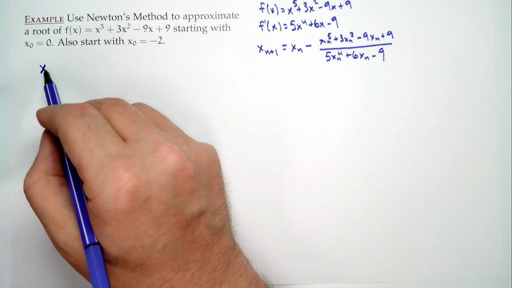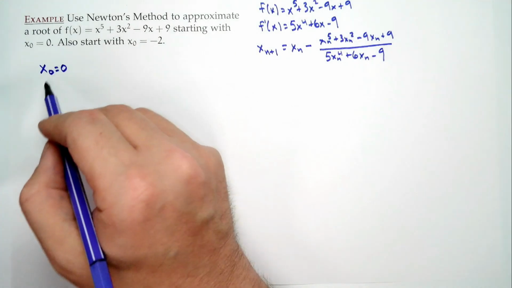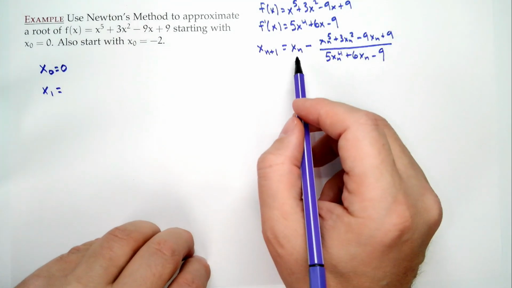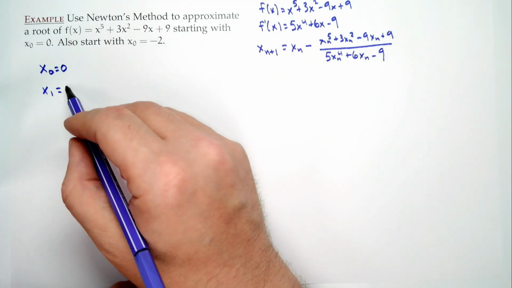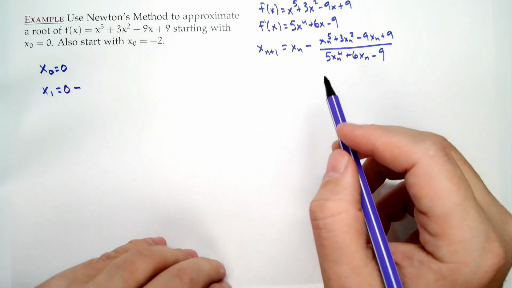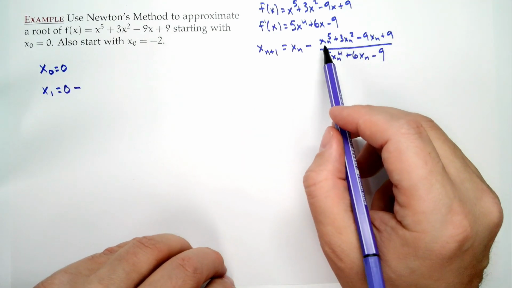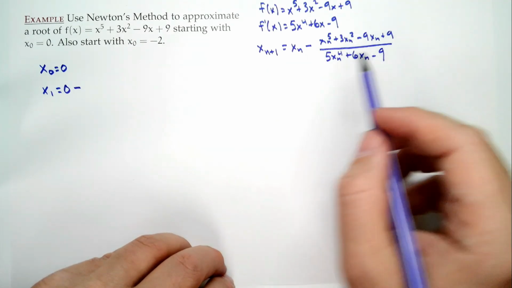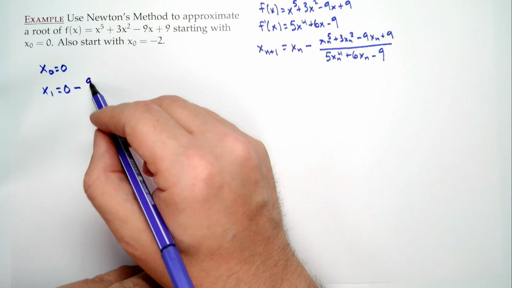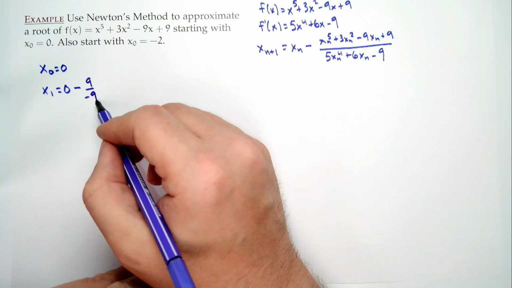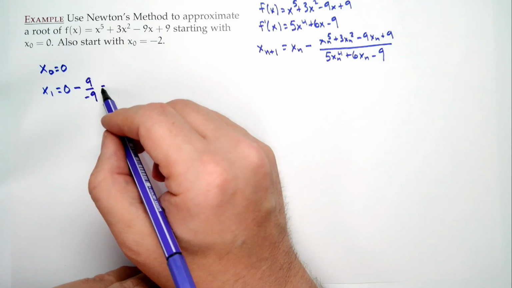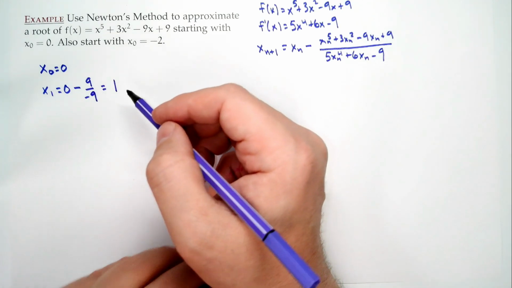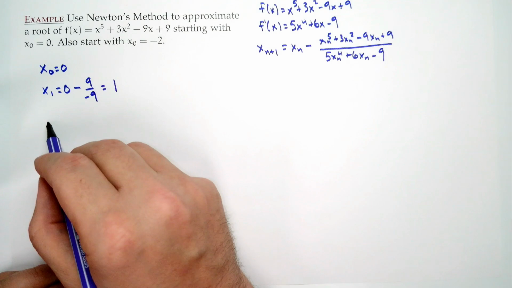So, x0 equals 0. x1, what would that be? Well, it's 0. That's easy. Minus. And now the nice thing is when you plug in 0, most of the terms drop out, except the constants. So we're going to end up with a 9 over negative 9. Well, that's really 0 minus minus 1, which is 1. Aha! That also is not too bad to work with.